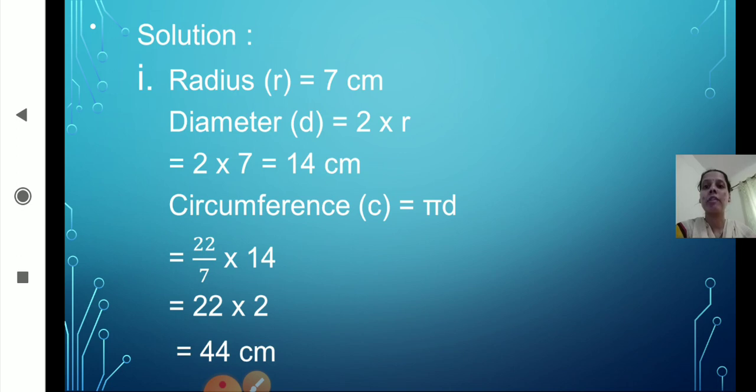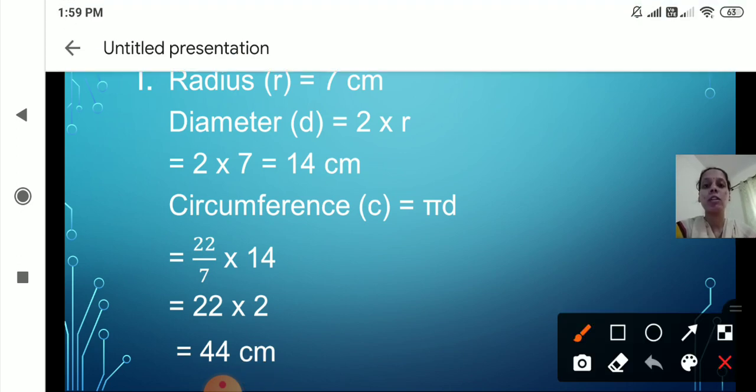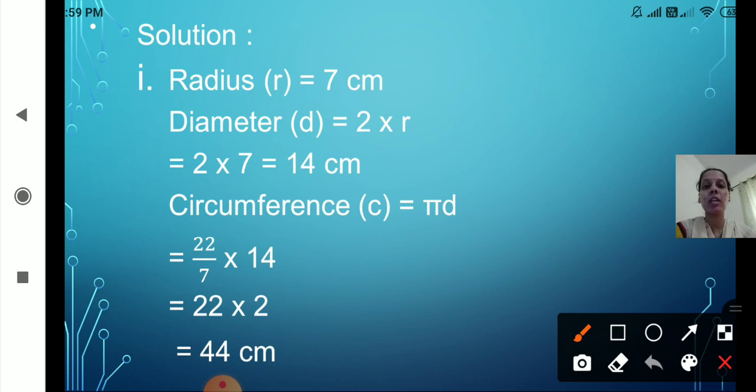Now we'll start solving the sums. See here, in the first one, radius is equal to 7 centimeter. Radius is given, so first we will find out diameter and then we'll find out circumference. So if the radius is given, we have to find out diameter and circumference. Then how will we solve this? So let's start now. Radius is equal to 7 centimeter.